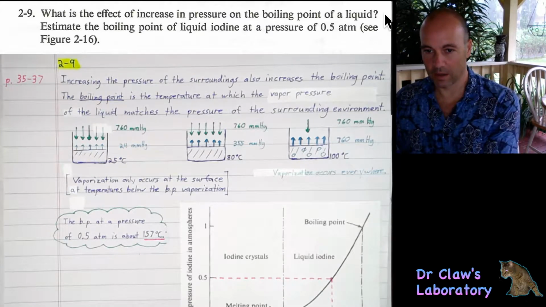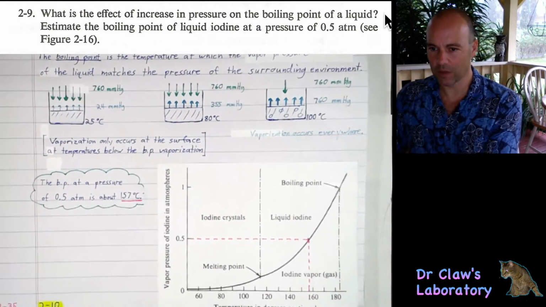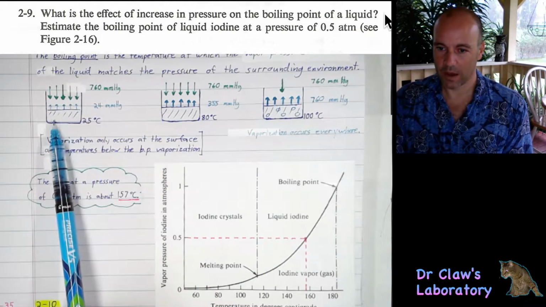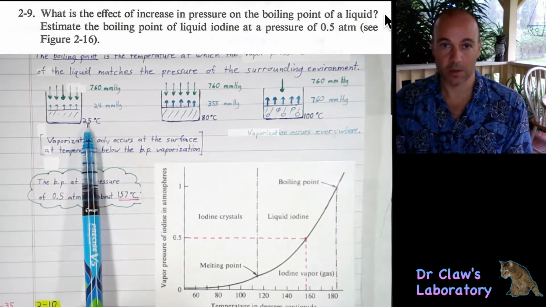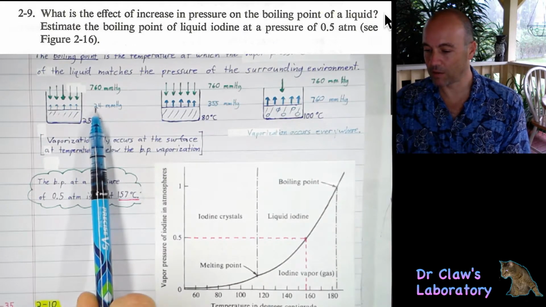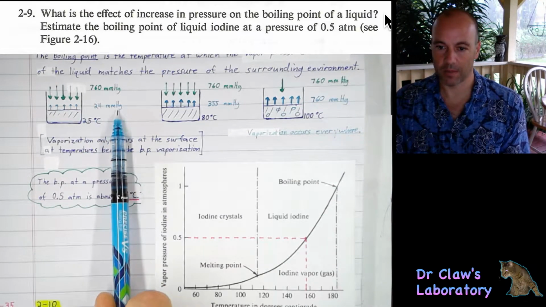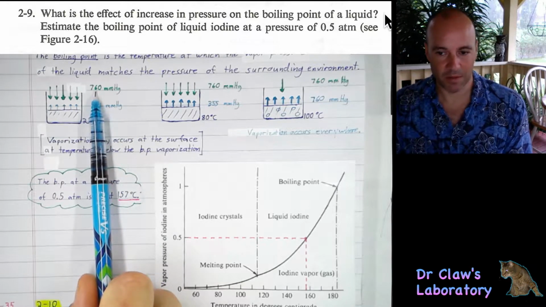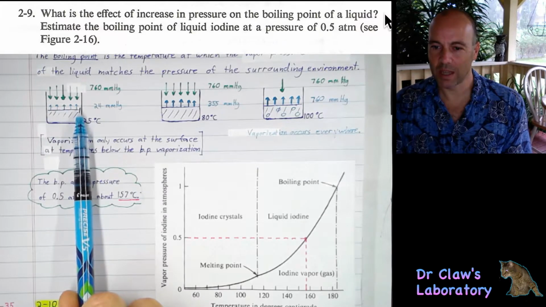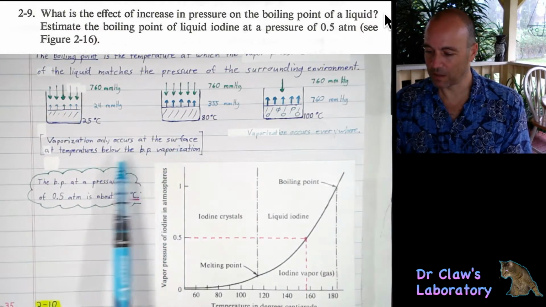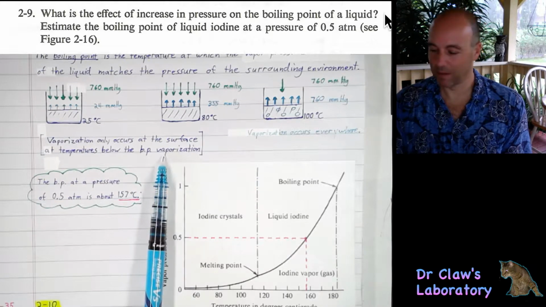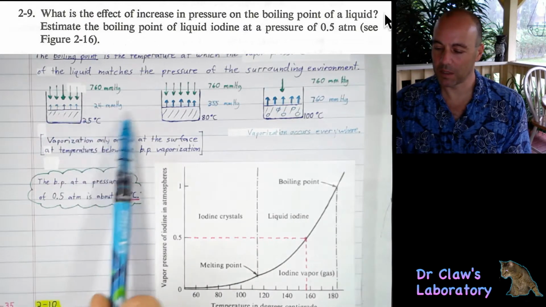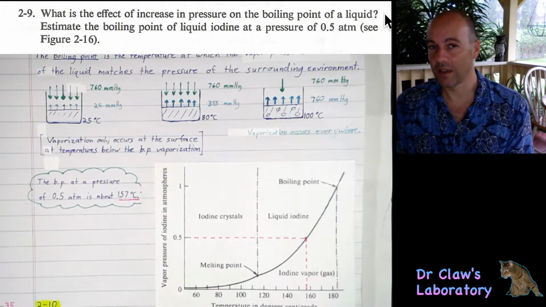Now, we can sort of visualize this, maybe. Suppose you have water, for instance. Now, water at room temperature, 25 degrees Celsius, exerts a vapor pressure of 24 millimeters of mercury. Meanwhile, the atmosphere is pushing down with 760 millimeters of mercury. And so vaporization only takes place at the surface, at temperatures below the boiling point. Okay, so at temperatures below the boiling point, vaporization takes place at the surface, and that's because the vapor pressure doesn't yet match the atmospheric pressure.